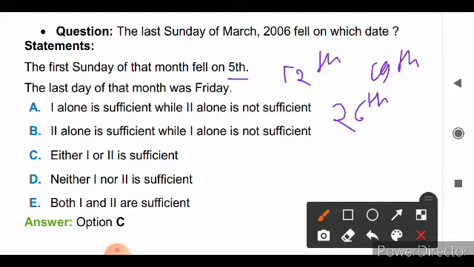And from statement 2 we conclude that 31st March 2006 was Friday. Thus 26 March 2006 was the last Sunday of the month. So we can say either 1 or 2 is sufficient to answer the question. So the answer is option C.